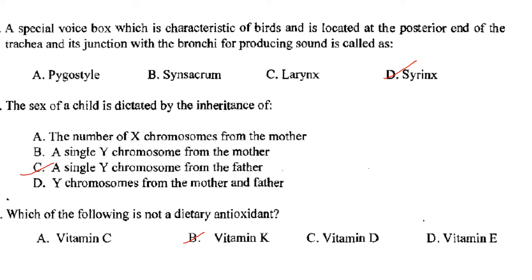Then a special voice box which is characteristic of birds and is located on the posterior end of the trachea at its junction with the bronchi for producing sound is called syrinx. This is a repeated question. Then the sex of a child is dictated by the inheritance of a single Y chromosome from the father. Answer is option C. Then which of the following is not a dietary antioxidant? It is vitamin K. Answer is option B.